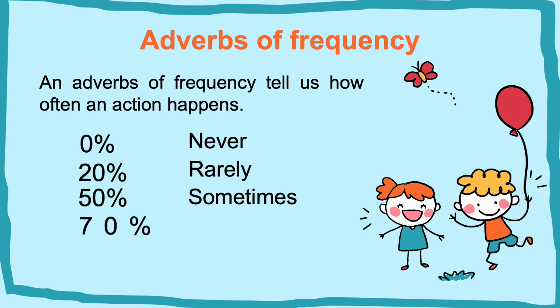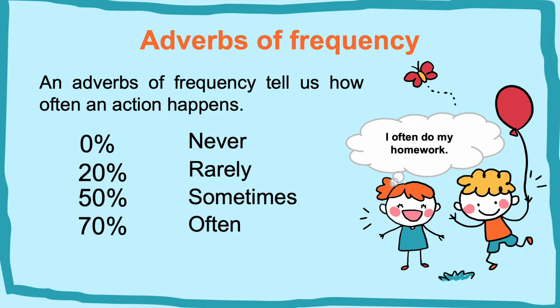Next, we have 70%. When it is 70%, it means often. Now use often in a sentence. I often do my homework.